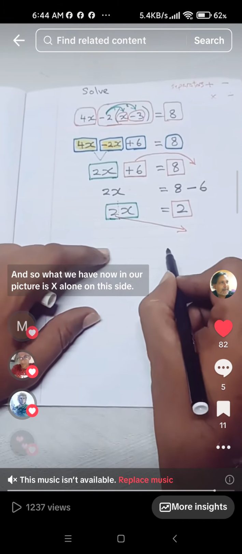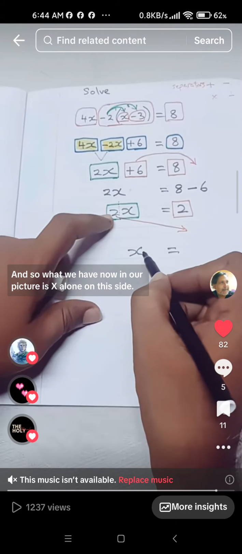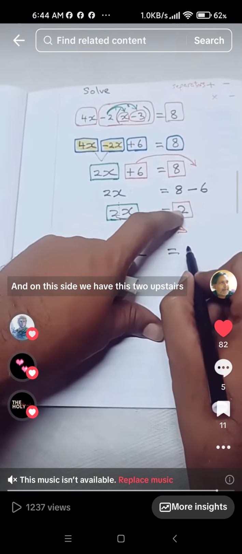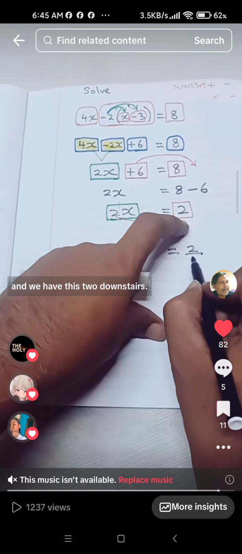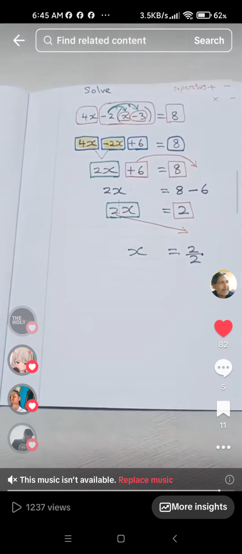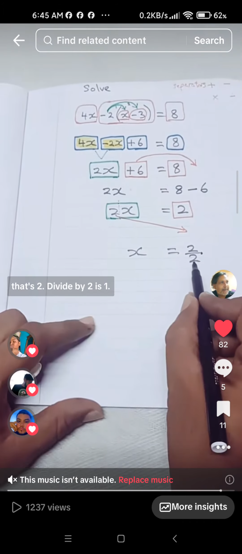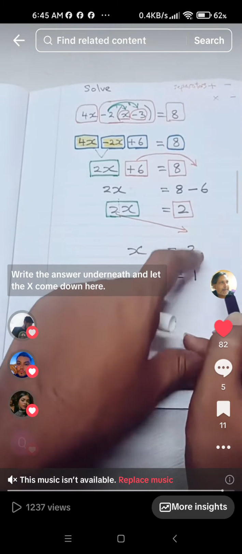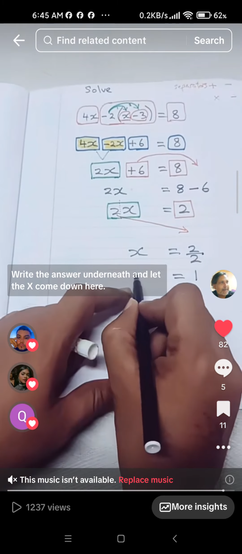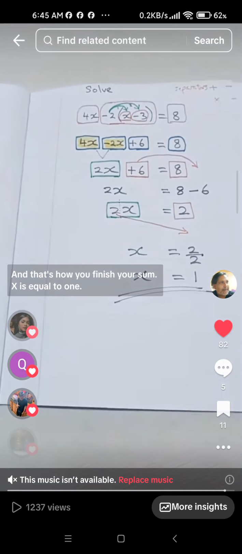And so what we have now in our picture is x alone on this side. And on this side we have this 2 upstairs and this 2 downstairs. 2 over 2, that's 2 divided by 2, is 1. So the answer is 1. Write the answer underneath and let the x come down here. And that's how you finish your sum. x is equal to 1.